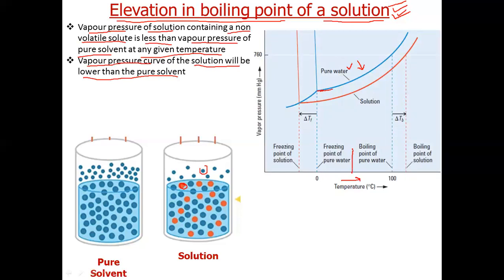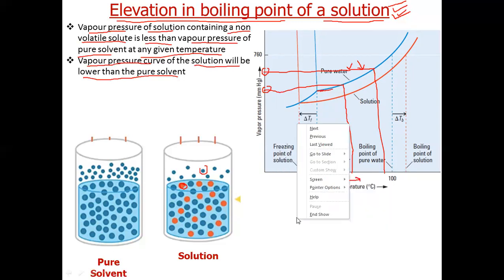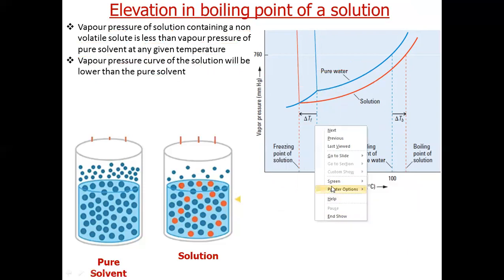At this temperature, vapor pressure is this much. At this temperature, vapor pressure is this much and this value is higher than this. This is the vapor pressure at this temperature. This is the vapor pressure. This value is higher than this. So this vapor pressure curve of pure water shows that as we increase the temperature, its vapor pressure will increase. Now let us see what happens if we add a non-volatile solute to the solvent.